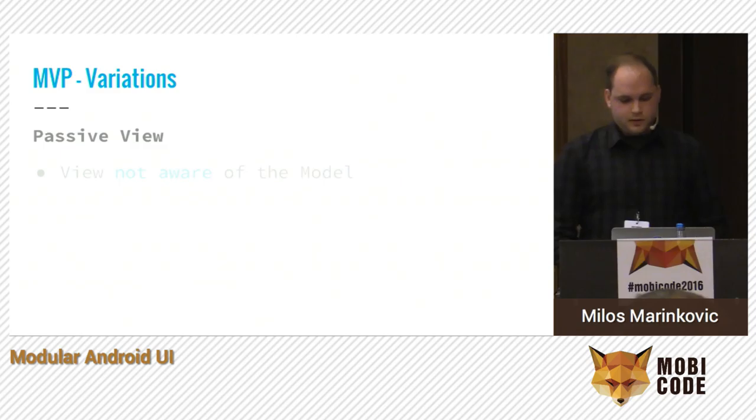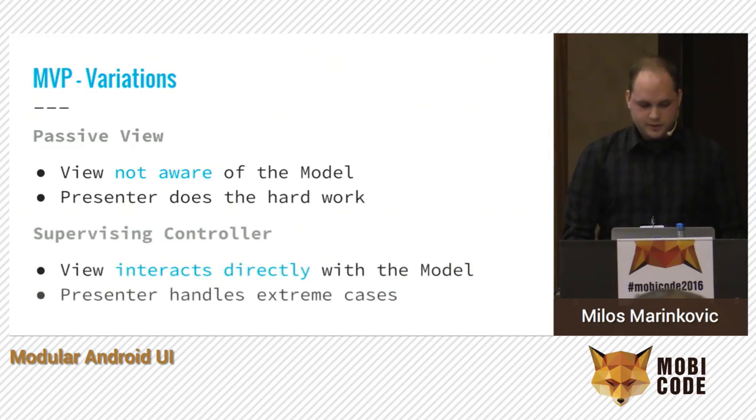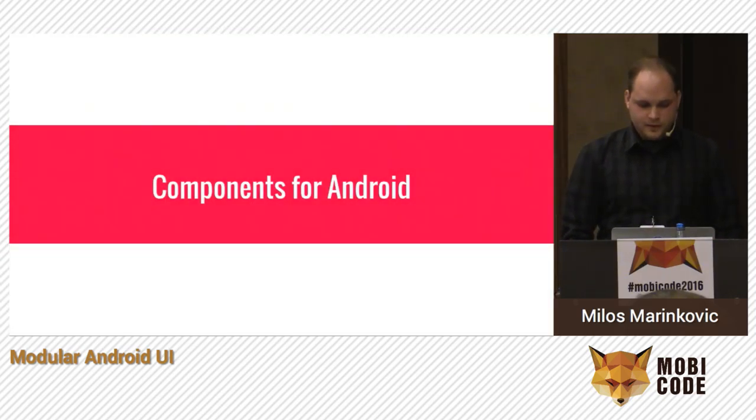There are two variations. We are somewhere in between, because for some screens we use the passive view variant, and for some screens we use the supervising controller variant. It depends on the functionality. It's simply because I believe that you don't need to pick one. If it works well with the supervising controller variant, use that. For us, it depended on the use case.